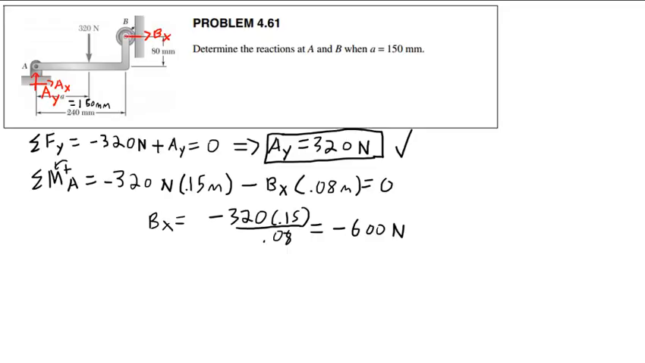I would expect the reaction to push this thing to the right. The wall can't actually pull the support to the right as drawn, so that's okay. So this is actually how I would expect it to be. But again, I made a blind assumption. I simply assumed that reactions were going up and to the right initially. All right, or 600 newtons left.